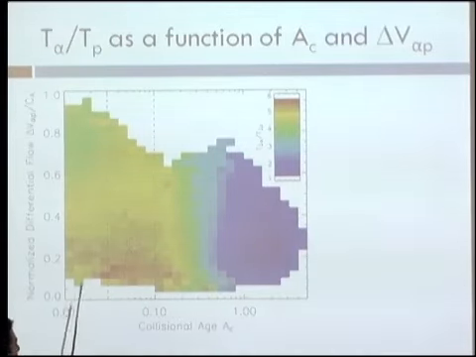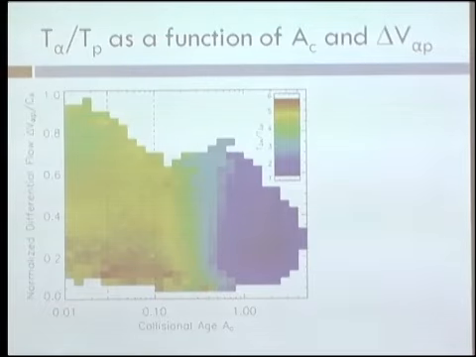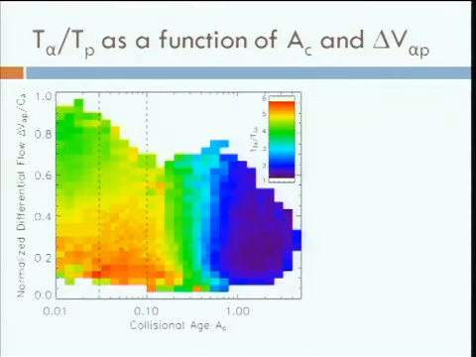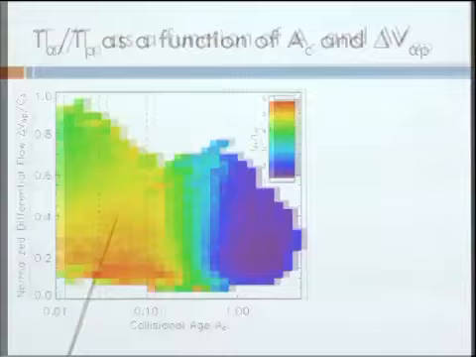So this is just another example of the kind of work we're able to do. We're looking at the perpendicular alpha to proton temperature ratio as a function of 2 parameters.